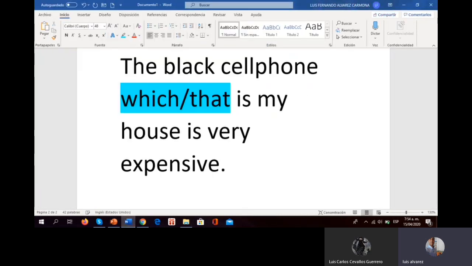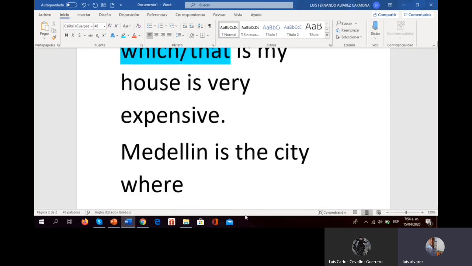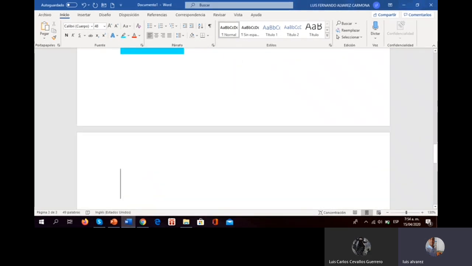All right. For example, I can say Medellin is the city, let's say, where I live. And let's say where is especially for places, exclusively. Medellin is the city where I live. So, Luis, can you give me an example?